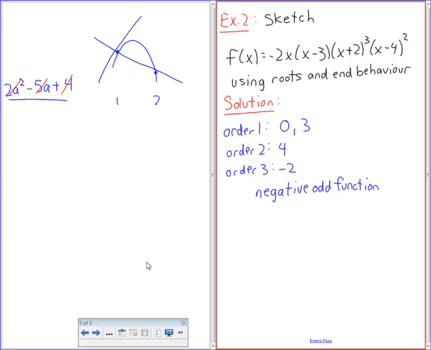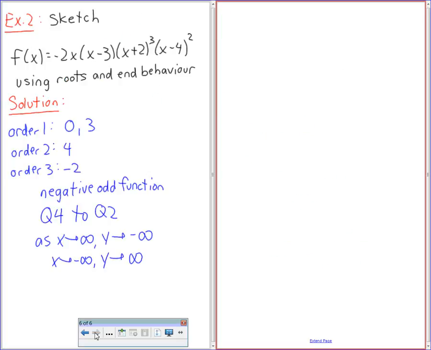Okay, Albert, what is the end behavior of something that is negative and odd? From quadrant 2 to quadrant 4? Yes. I got a line here. So what that says is, as x goes to infinity, y goes to negative infinity. As x goes to negative infinity, y goes to infinity. Here's my rough sketch.